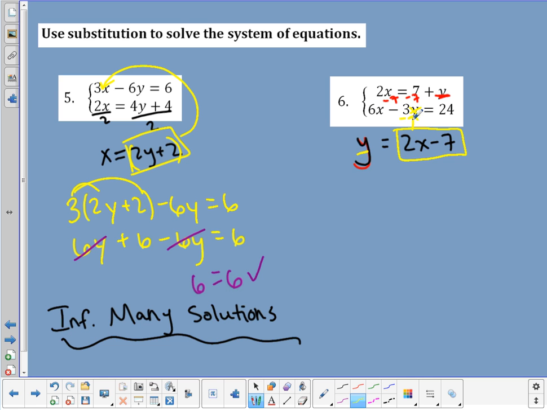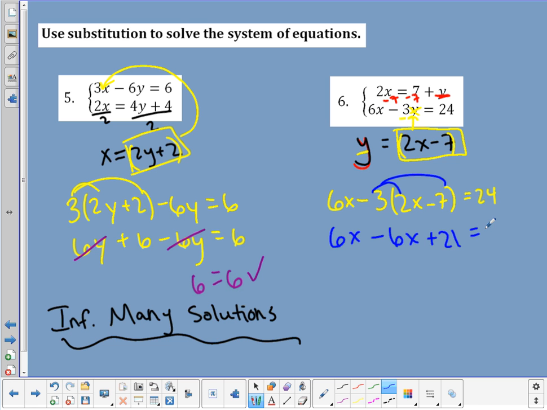So get rid of that y, keep the 3, but get rid of the y. I have 6x minus 3 times that whole phrase in parentheses, (2x minus 7) is equal to 24. Now I have all x's, and I'm going to distribute and solve. 6x minus 6x, oh sorry, plus 21 is equal to 24. Negative times negative, so positive 21. 6x minus 6x, again, goes away. So again, I'm left with no variables. Now I have 21 is equal to 24.